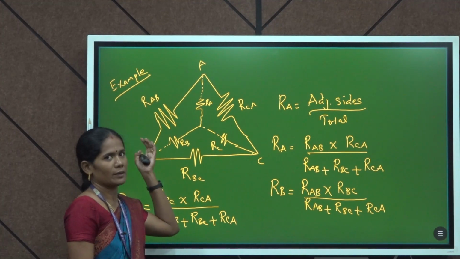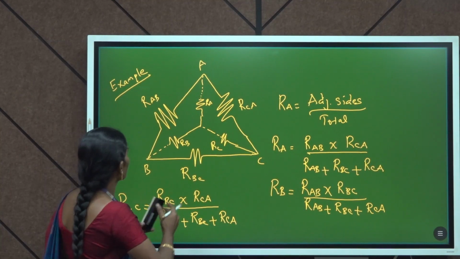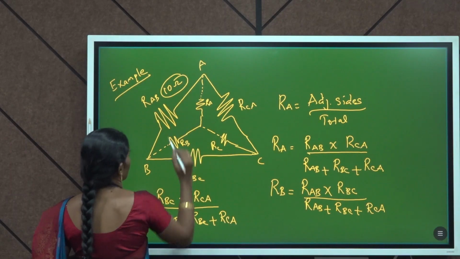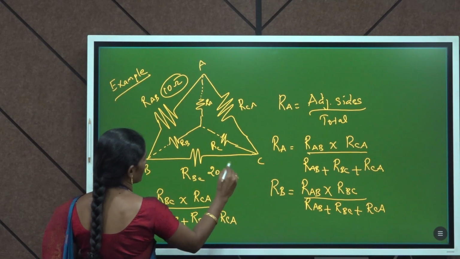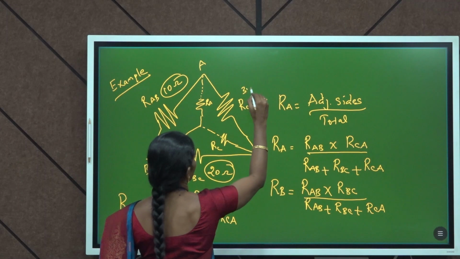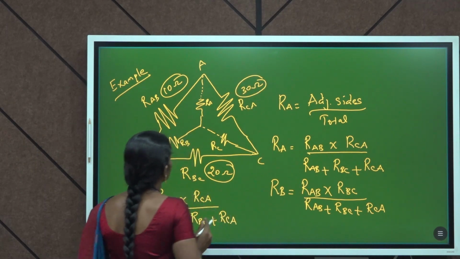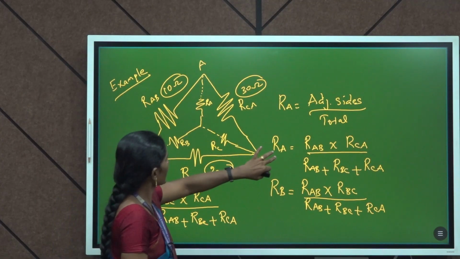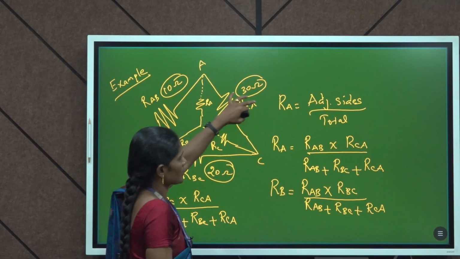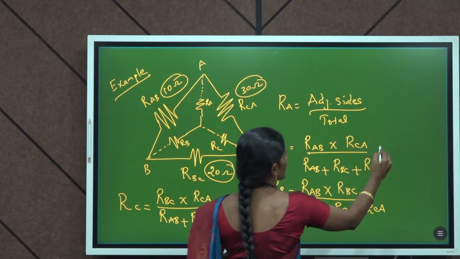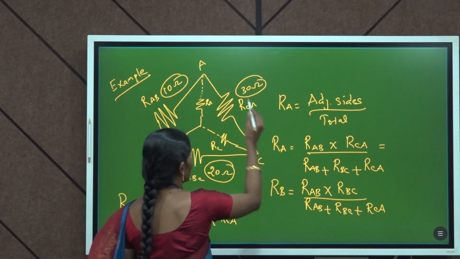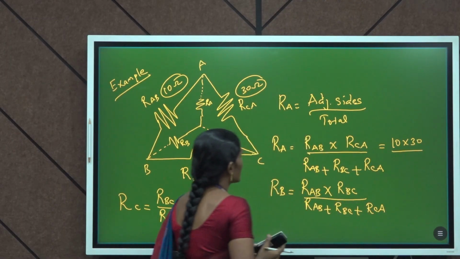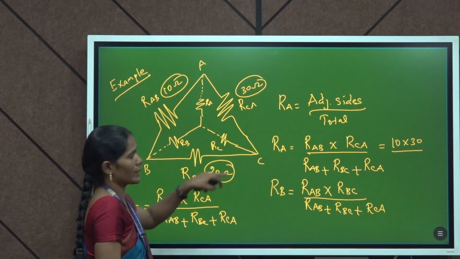Okay, for example, you can take this circuit. RAB is 10 ohm, RBC is 20 ohm and RCA is 30 ohm. Let us take this example. We can find RA first. For RA, the adjacent sides are 10 ohm as well as 30 ohm. In this formula, 10 into 30 will be the numerator, divided by the total, which will be 10 plus 20 plus 30.